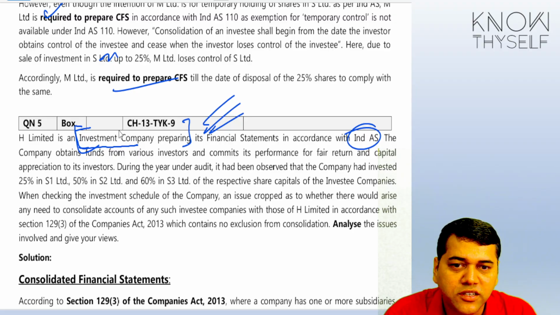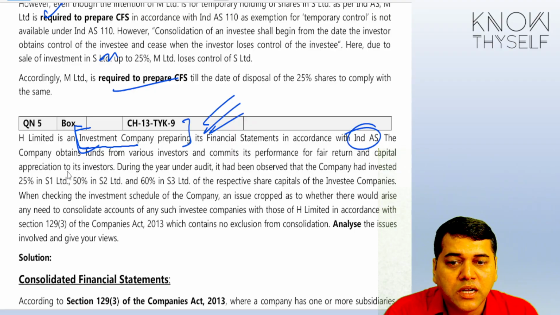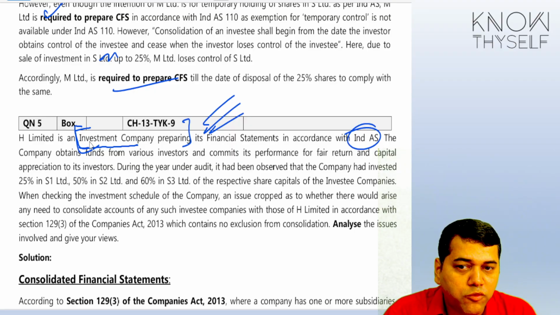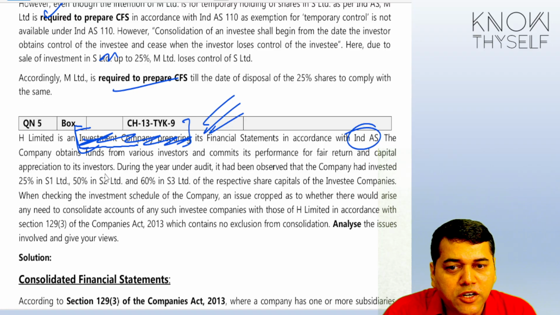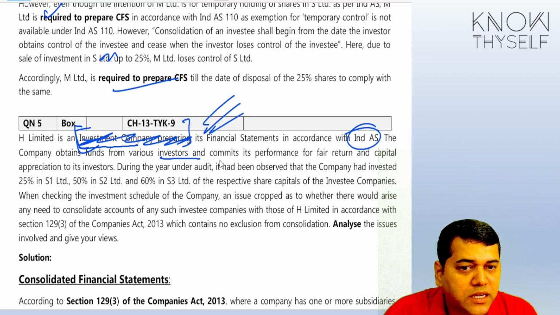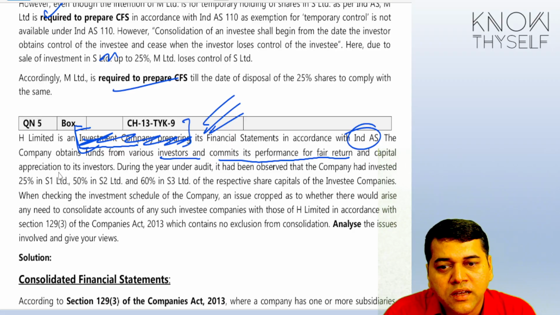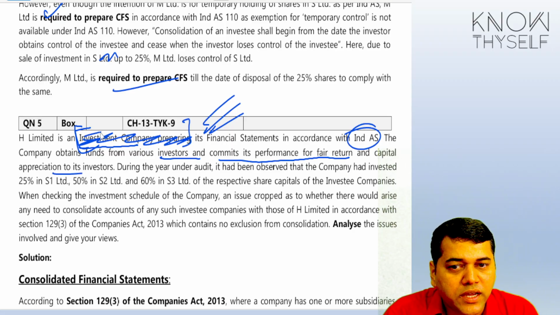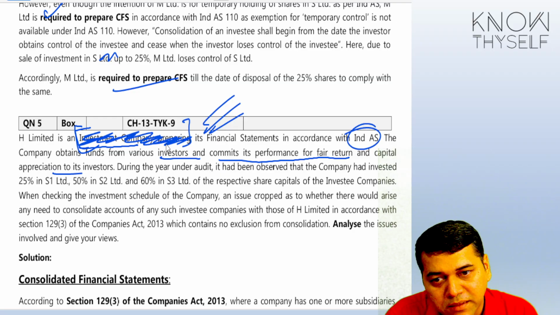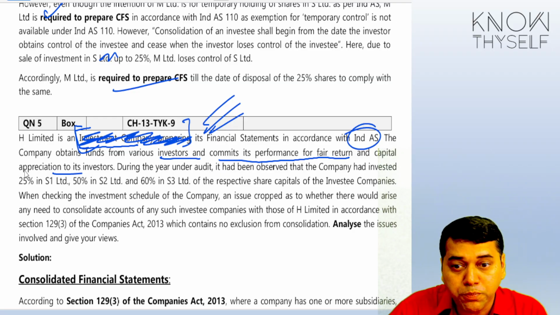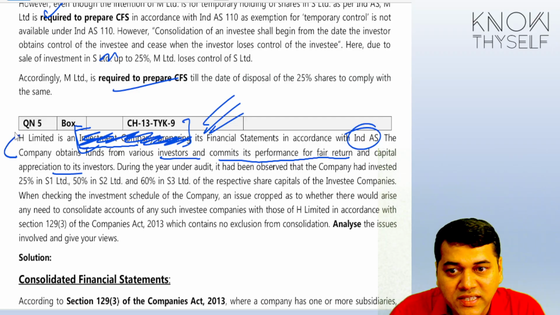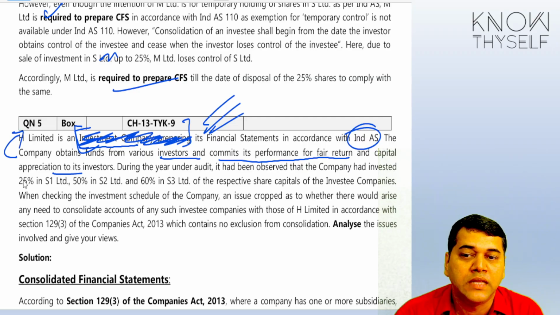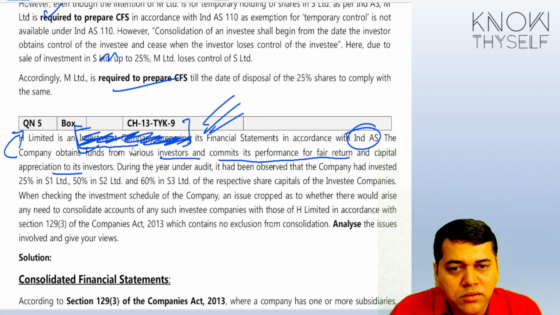You can present the answer in a beautiful format. The company obtains funds from investors. See, what if they tell that H Limited obtains funds from various investors and commits its performance for fair return for capital appreciation? If they miss this sentence in the examination, then first you should prove by looking at this answer that it is an investment entity. Then it will fetch you marks. But here, they have already told.